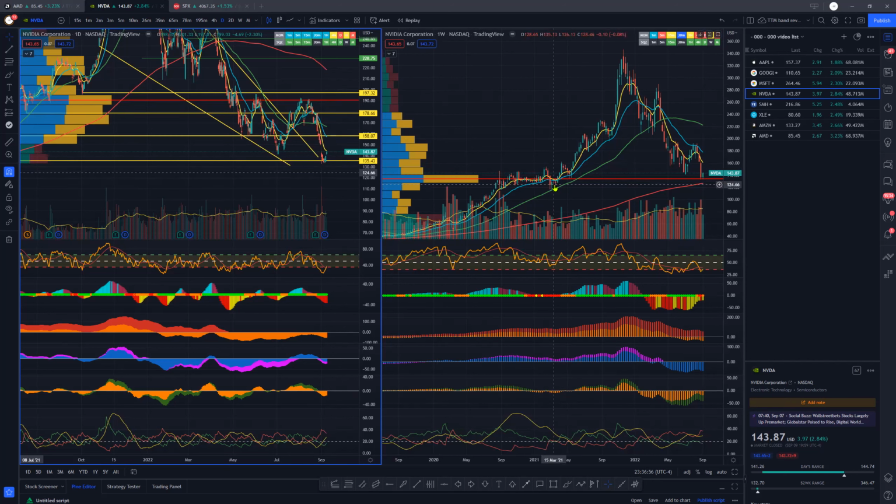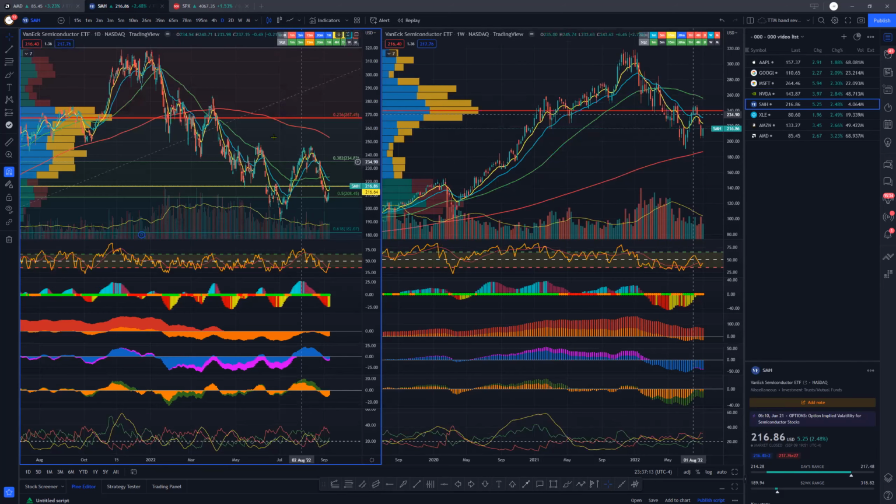You can also sell put spreads here as well. Put spreads will probably do pretty good. I would set up around 130. Do a $5 or $10 put spread on that, and that's a fairly high probability trade if it bounces.